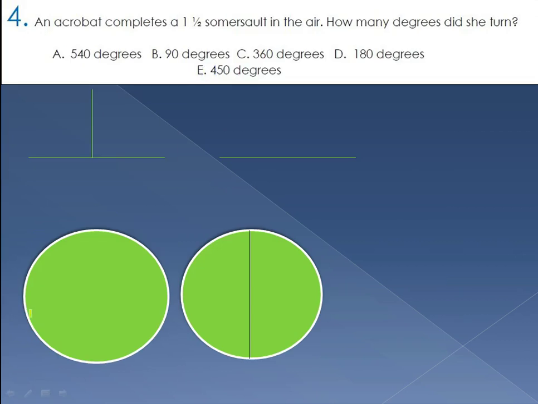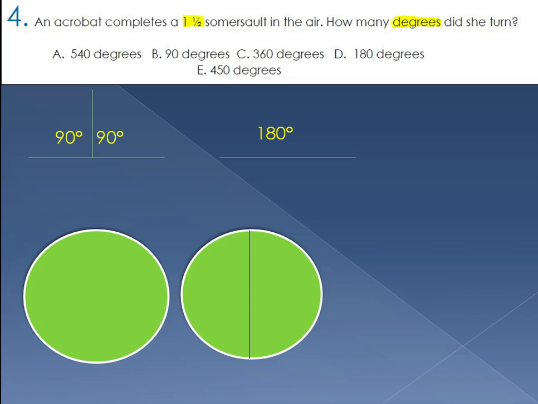Let's look at the next one. An acrobat completes a 1.5 somersault in the air. How many degrees did she turn? Now I know something similar like this has been asked, I think, in the SATs. The keyword here is 1.5 and it's degrees. You know they're talking about degrees. You know it's going to be kind of talking about angles. So just a recap, you should know that anything right angled is going to be 90 degrees. A straight line like this is 180 degrees.